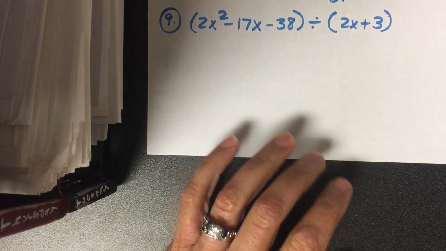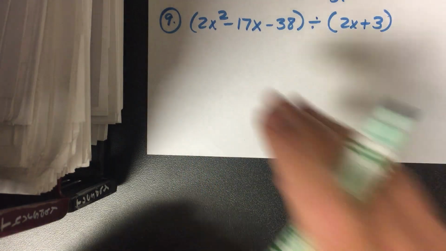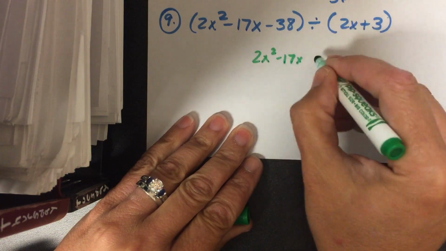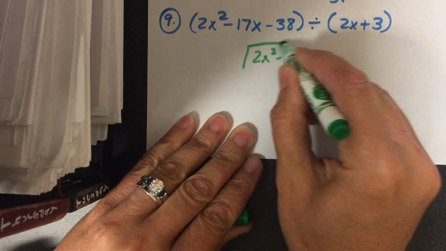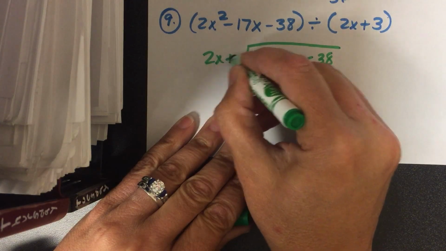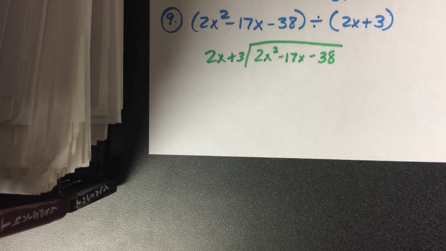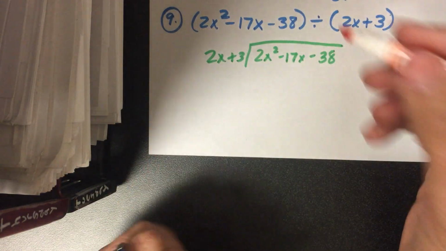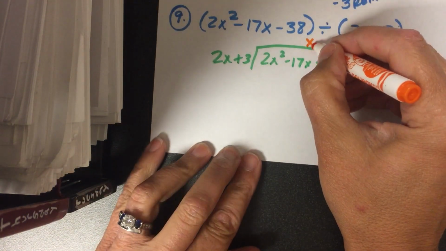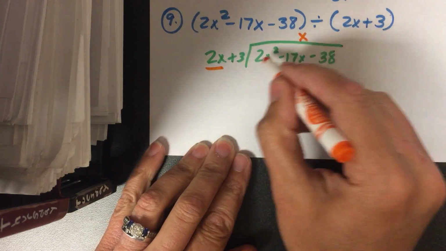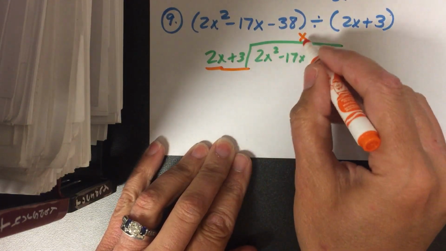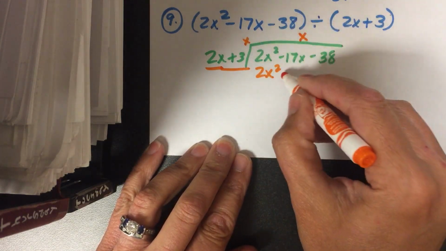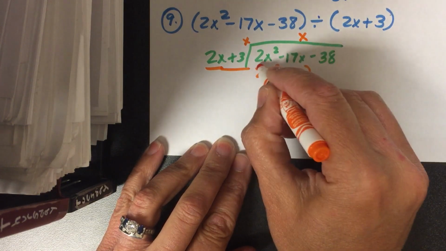Okay, number 9. So for number 9, I don't need to add any placeholders. Everything's there. So I'm going to have 2x squared minus 17x minus 38 divided by 2x plus 3. So I'm going to do the same thing. I'm going to try to find out how many times does 2x go into 2x squared. Well, x times, because I have to multiply 2x times x to get 2x squared. So x times 2x is 2x squared. X times 3 is 3x. And then I'm going to subtract that.